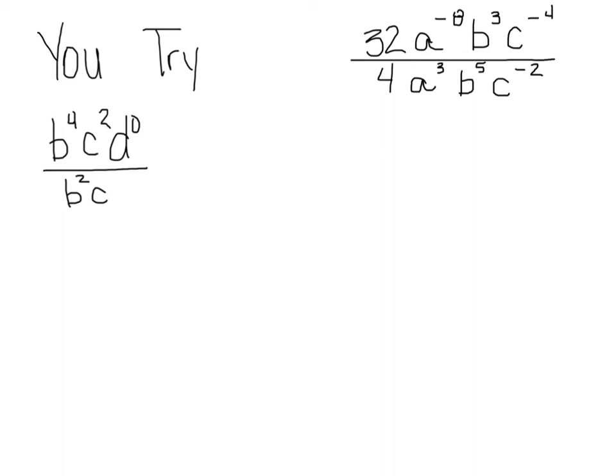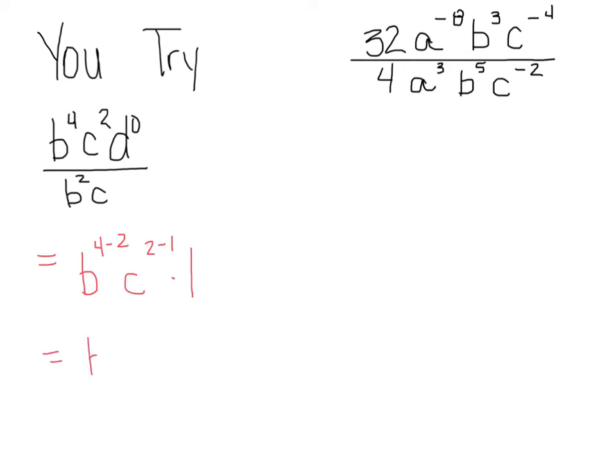Okay, let's look at what we've got. We've got b to the 4th, c to the 2nd, d to the 0 over b to the 1st, c. Okay, now cross the smaller exponents up to the larger. In the numerator, we would have b to the 4 minus 2, c to the 2 minus 1, and d to the 0. Anything raised to the 0 power is what? I hope you said 1. So all of that would be times 1. So the 1 really doesn't make that much difference.